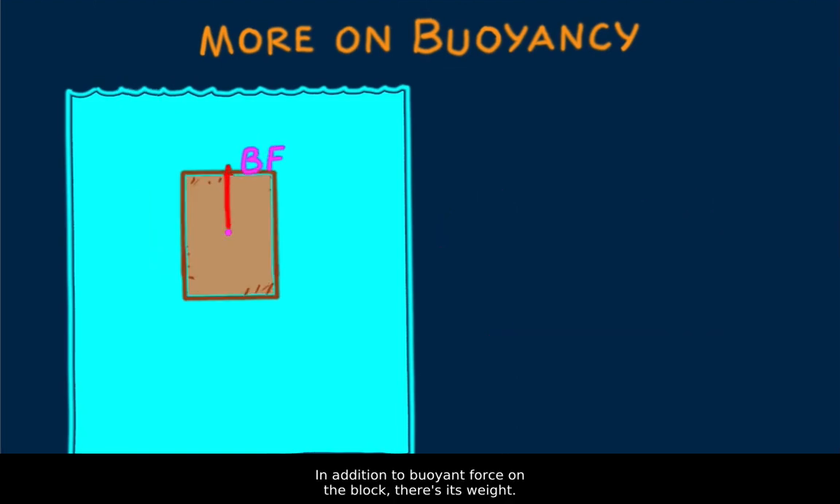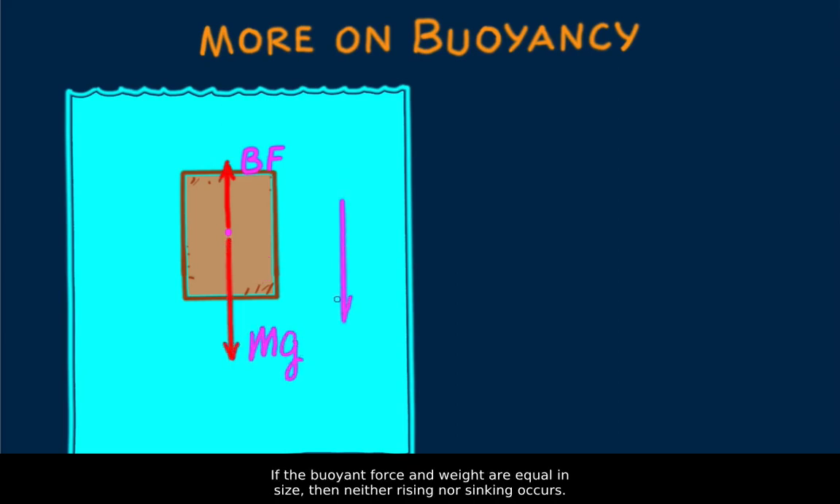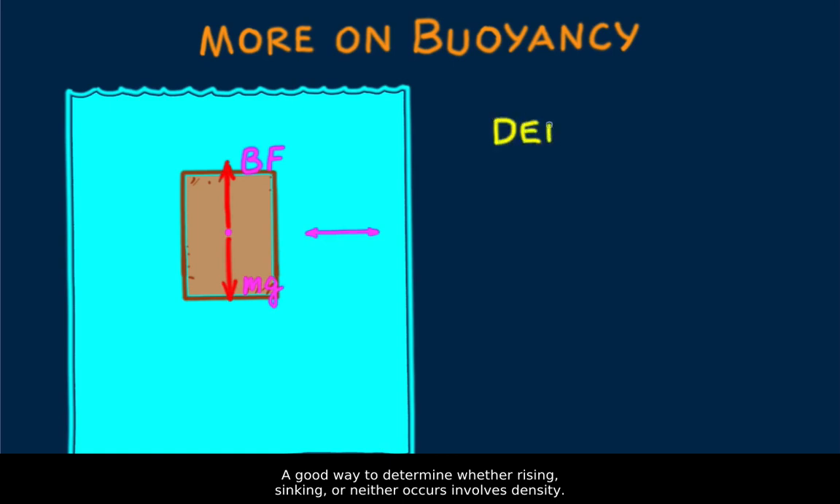In addition to buoyant force on the block, there's its weight. If the weight of the block is less than the buoyant force, the block would rise. If the weight is more than the buoyant force, it sinks. If the buoyant force and weight are equal in size, then neither rising nor sinking occurs. A good way to determine whether rising, sinking, or neither occurs involves density.